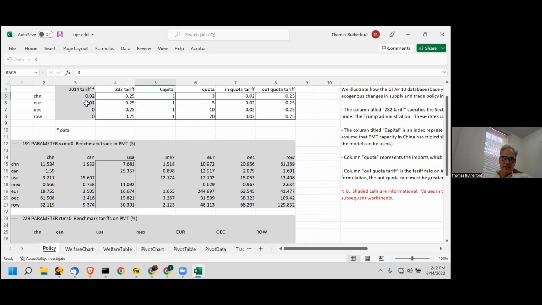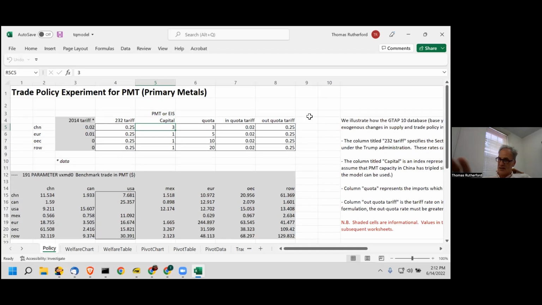And this says that Europe to the US in 2016 has 17, and I'm going to give Europe a quota of 5. So I basically put in quotas there that represent what the flows are, and then I can specify the in-quota tariff and the out-quota tariff. So that's all the policy represented here. It's a very simple idea.